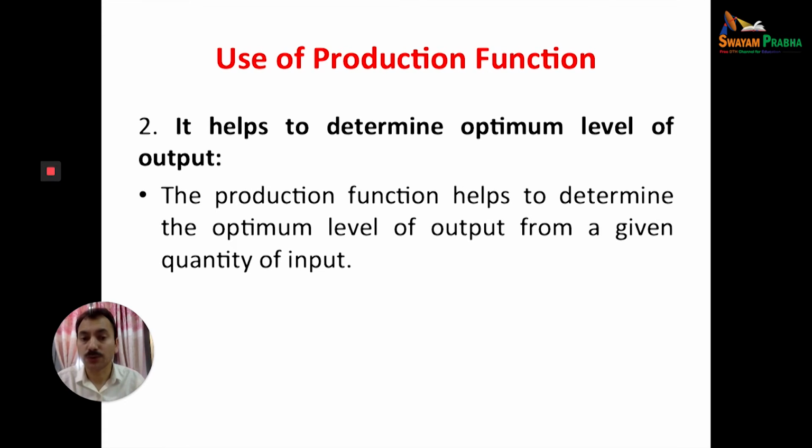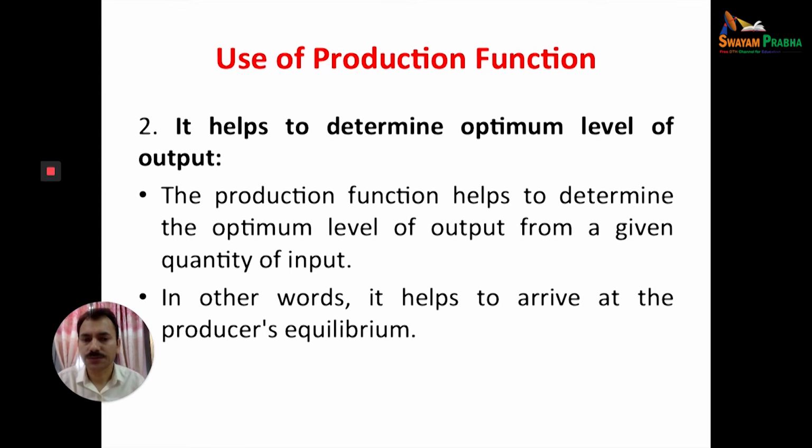Optimum level of output. The production function helps to determine the optimum level of output from a given quantity of input. In other words, it helps to arrive at the producer's equilibrium, the place where the producer will get maximum satisfaction with the given inputs, say labor and capital.